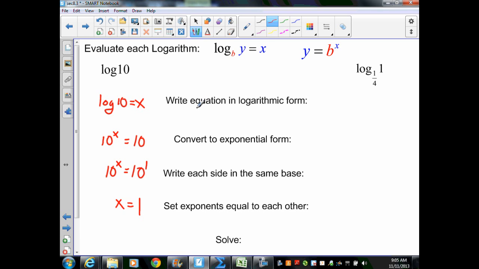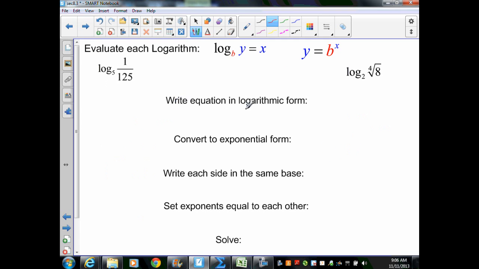My next example, log base 1/4 of 1 equals x. Write that in logarithmic form. That's going to give me log base 1/4 of 1 equals x. That gives me 1/4 to the x equals 1. Now what we want to do is get common bases, but we have to realize that anything to the 0 power is 1. Therefore, I can just write x equals 0. 1/4 to the 0 power is 1.